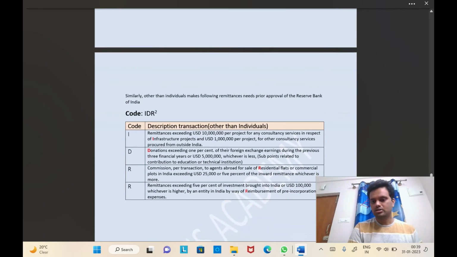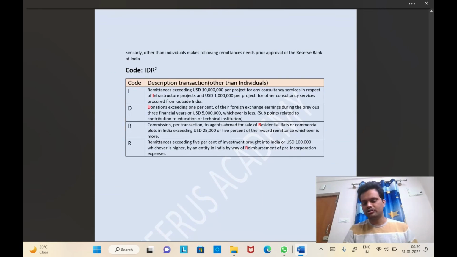Now I'm moving on. Sorry if I'm going a little faster about this provision, because my intention is to create a code and memorize more rather than focusing on the particular clauses. Okay. Now we'll see the other part. Under the RBA approval, there are two parts, right? One is for individuals, the second is for other than individuals. Now we will see other than individuals, what is the code.